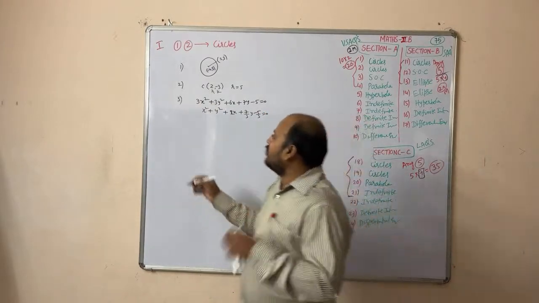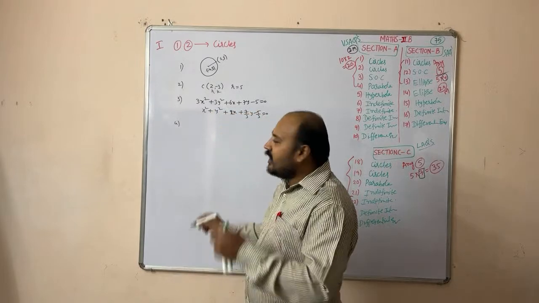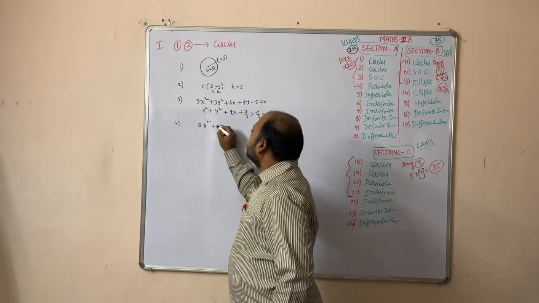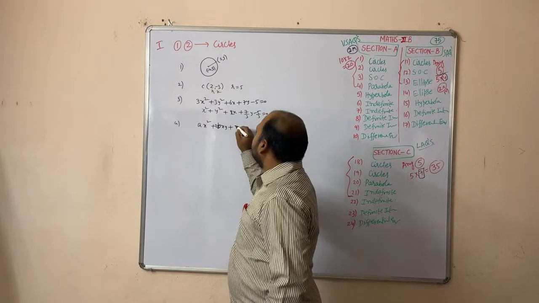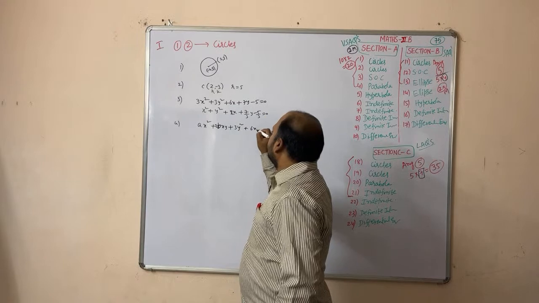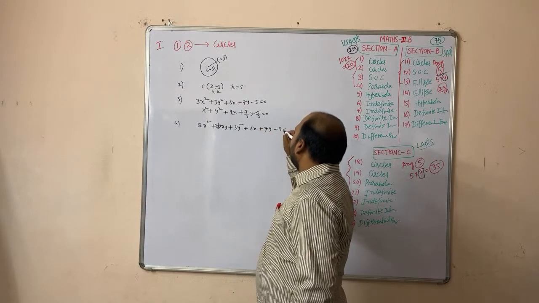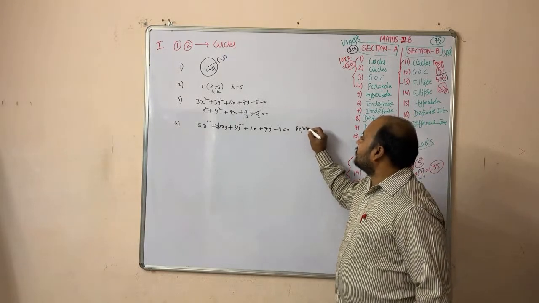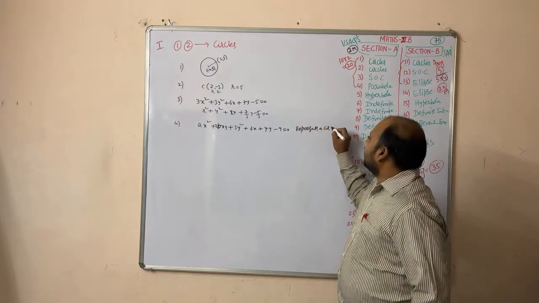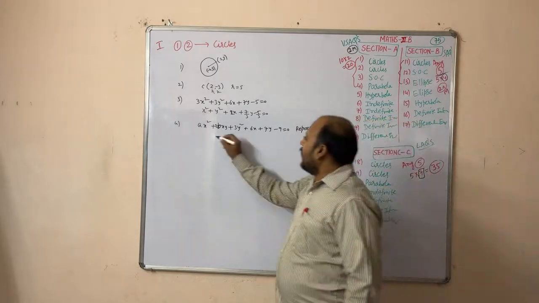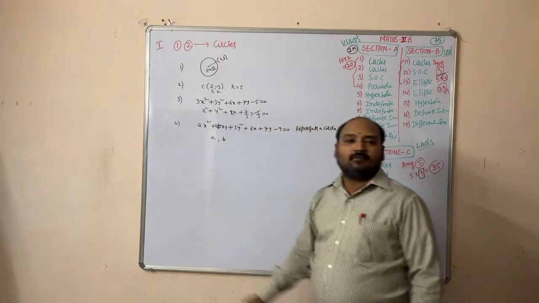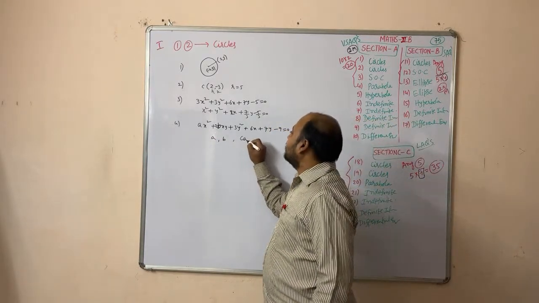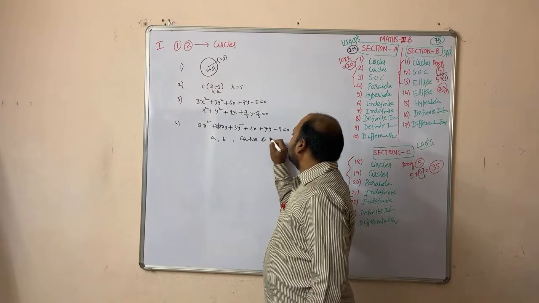Now come to the fourth one. They will give the equation in the second degree form, like ax square plus 2bxy plus 3y square plus 6x plus 7y minus 9 equal to 0. If it represents a circle, find the values of a and b. Sometimes not only finding the values of a and b, but also the center and radius of the circle.